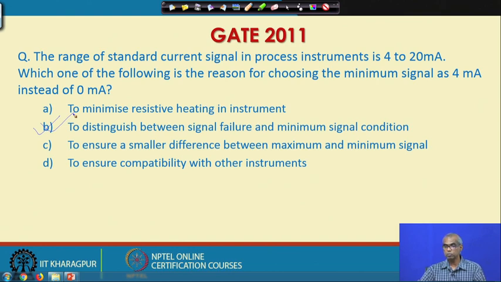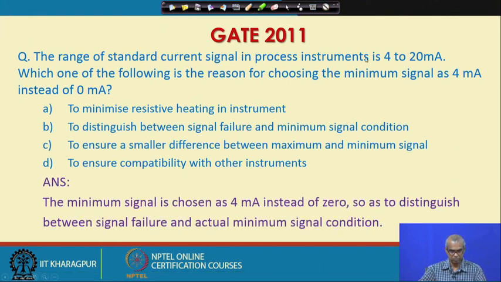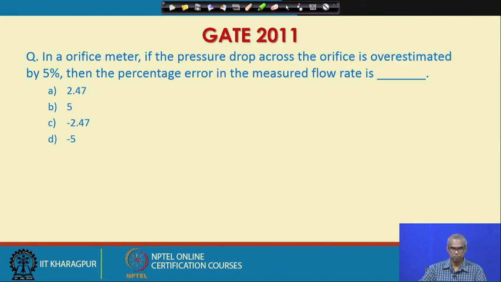We use 4 to 20 milliampere instead of 0 to 20 milliampere. So, answer is B. The minimum signal is chosen as 4 milliampere instead of 0, so as to distinguish between signal failure and actual minimum signal condition.